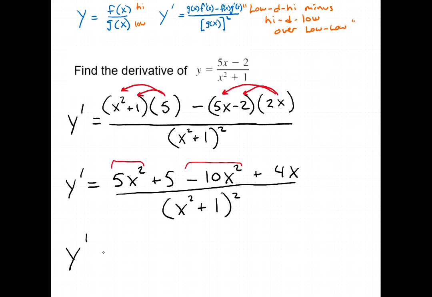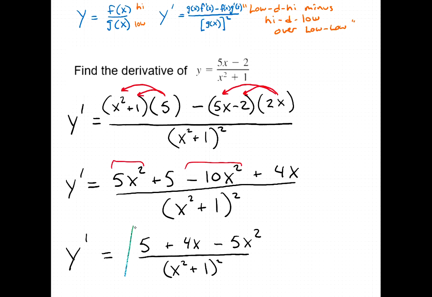So we'll have y prime is equal to, looks like we've got a 5 plus a 4x and minus a 5x squared. And this is all divided by (x squared plus 1) squared. Okay, so there is our derivative using the quotient rule.